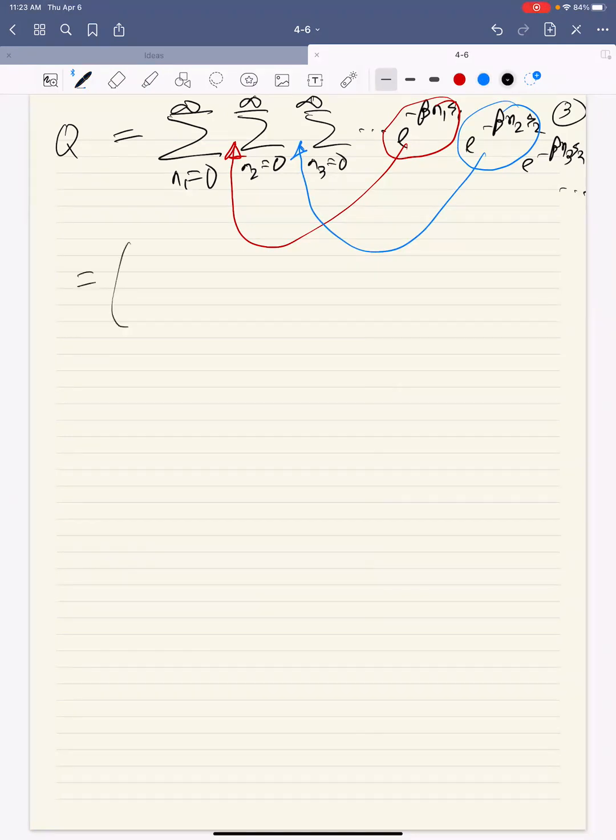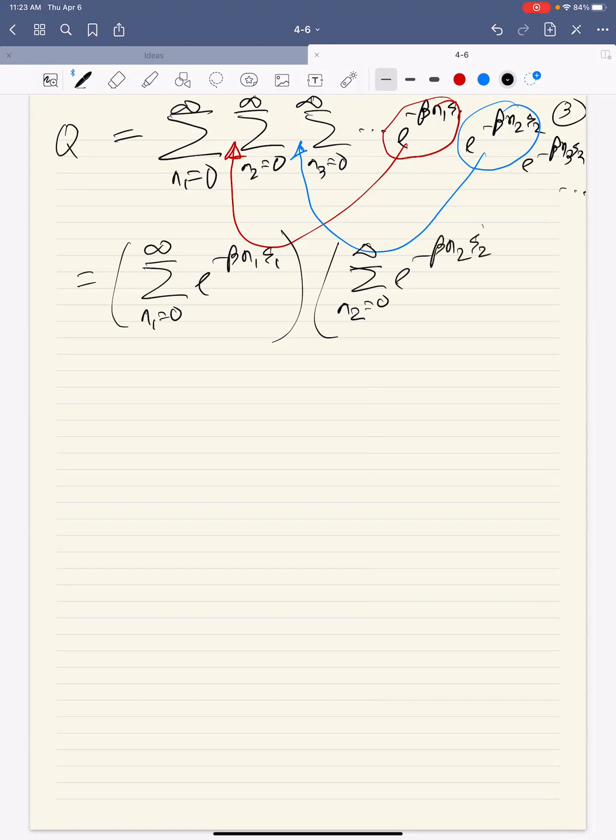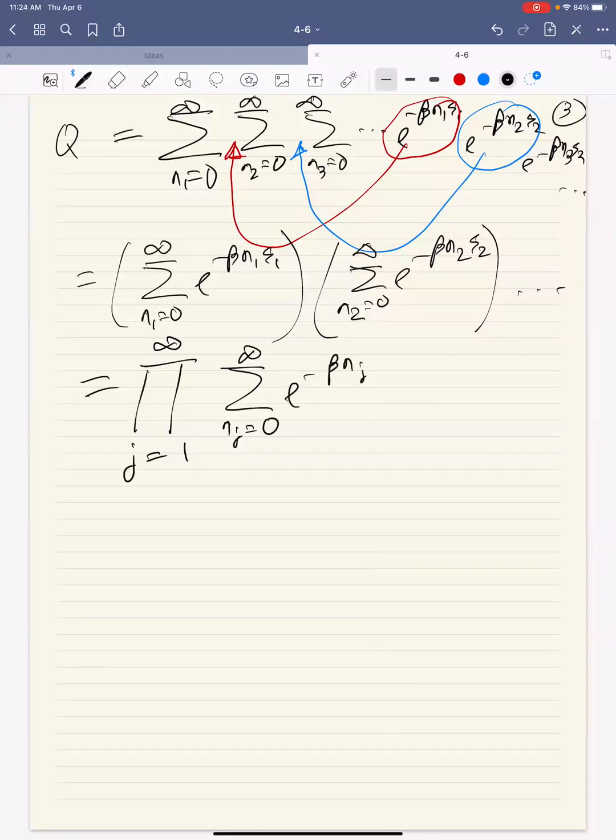So this becomes summation n1 is equal to 0 to infinity, e to the power minus beta n1 epsilon 1. Summation n2 is equal to 0 to infinity, e to the power minus beta n2 epsilon 2, so on and so forth. So what is it now? It's a product of sums. And how do we denote a product? We denote it with a pi, right? Product over j equal to 1 to infinity, summation nj equal to 0 to infinity, e to the power minus beta nj epsilon j. Okay? Is that clear, Jay?